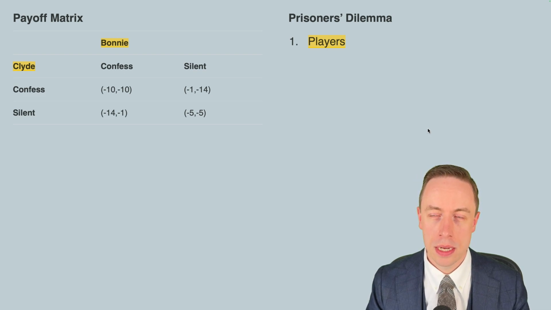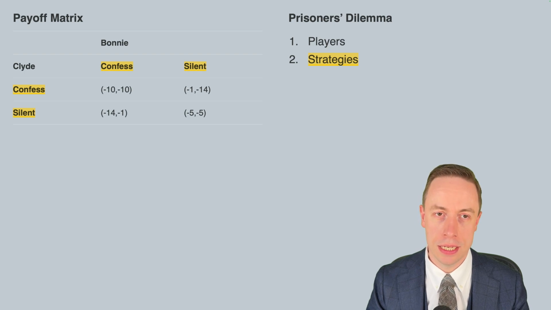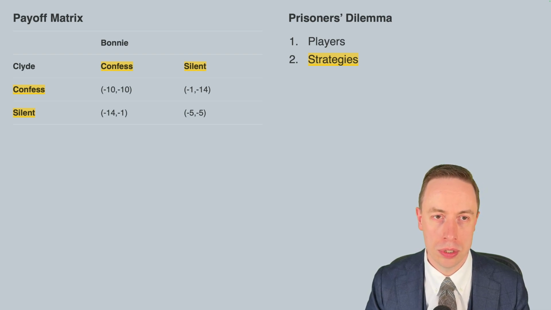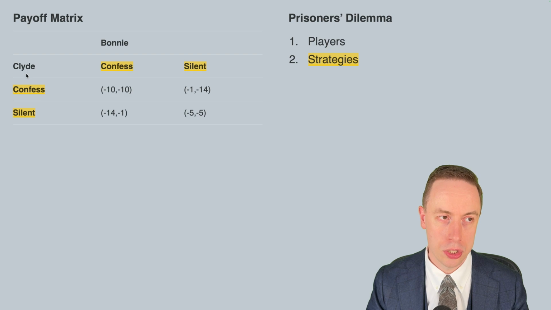You don't always have to set them up as top and left side, but it's a really common setup. Next, along their sides, we show their strategies. So this is basically what they can choose to do. And this is a so-called symmetric game. So what they can do, same options for both of them with the same consequences. So Bonnie can choose, I can confess, I can remain silent. Clyde can choose, I can confess, I can remain silent.